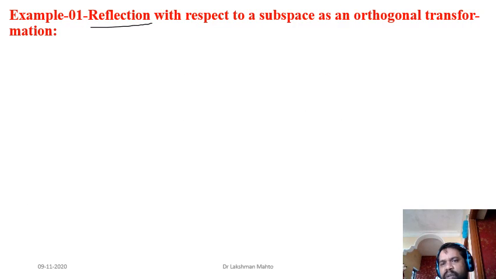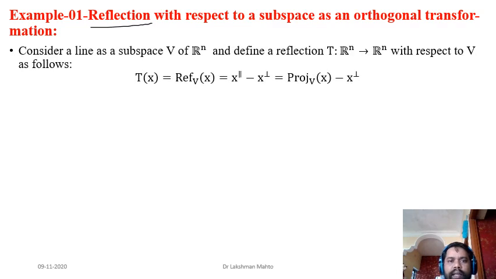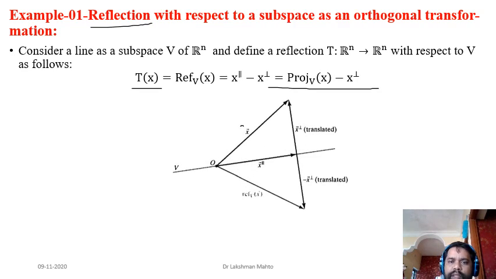Reflection with respect to a subspace is an orthogonal transformation. If you have a subspace in Euclidean space Rn, and you define reflection with respect to that subspace, then that reflection transformation always happens to be an orthogonal transformation. The proof: you define the reflection transformation this way. The definition is very clear, and the geometry you can look at here. This is your given vector, any arbitrary vector x, and the reflection of x with respect to this subspace. I have taken the subspace as a line. So the reflection of x with respect to this line is this.